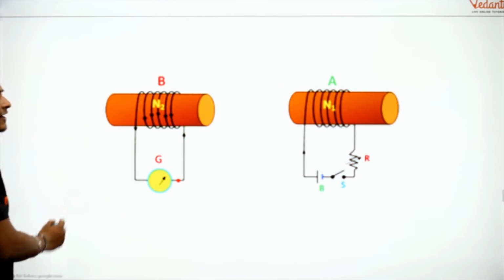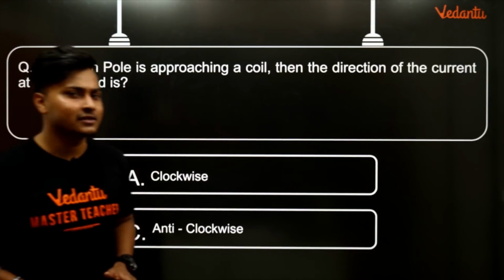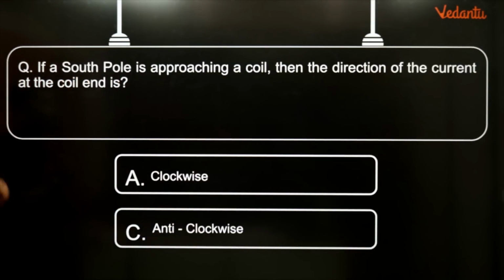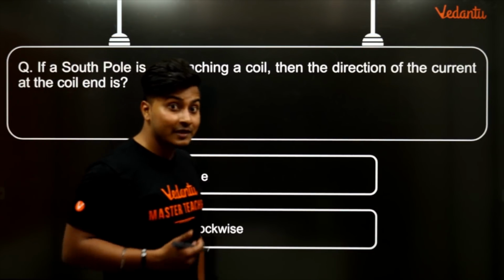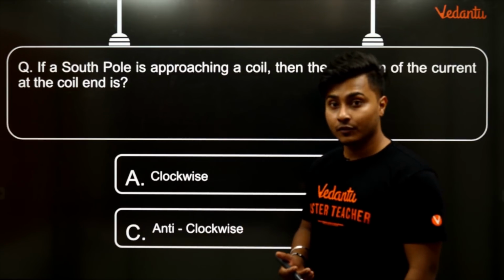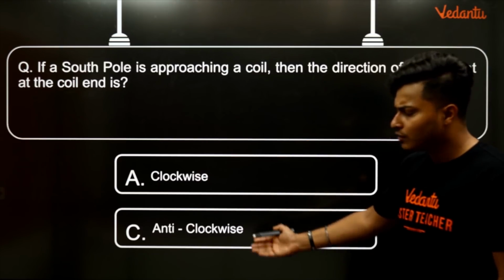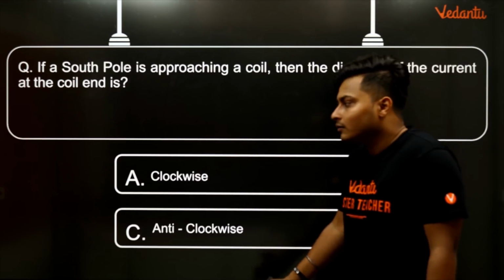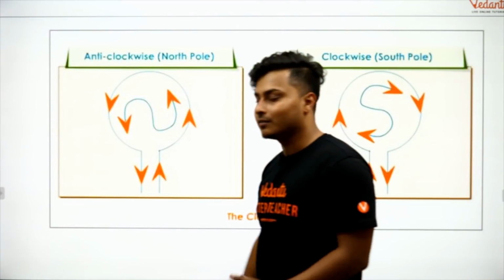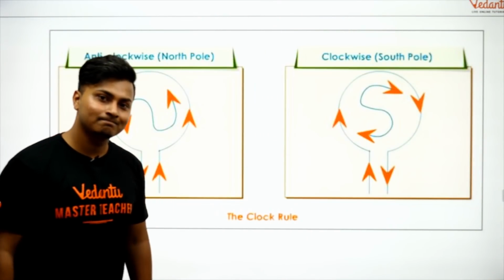Now moving to a very interesting question, again a CBSE 10th question which I would like to ask all of you. If a south pole is approaching a coil, then the direction of the current at the coil end is? If a south pole instead of a north pole is approaching a coil, then the direction of the current at the coil end is what? Clockwise, anti-clockwise? Now this must be a very confusing question for you because you don't know the relation between south pole and the direction of current, isn't it? You have no idea. That's why we have a very interesting concept called the clock face rule.